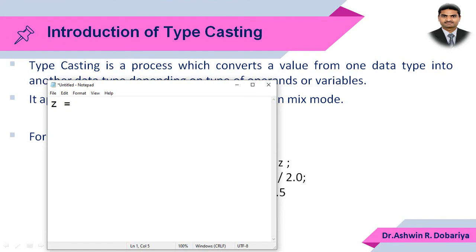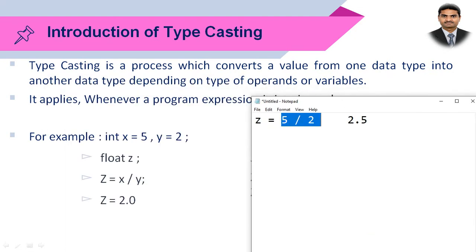Suppose z is equal to 5 upon 2. So as per mathematics, the output should be 2.5, right? But as I told you, the compiler generally considers the data type. So here 5 is an integer, 2 is also an integer. So when two operands are integers, it will generate the integer part of the output only. So here 0.5 will be ignored. So actually what happened? 5 upon 2, the output will be considered 2 only.